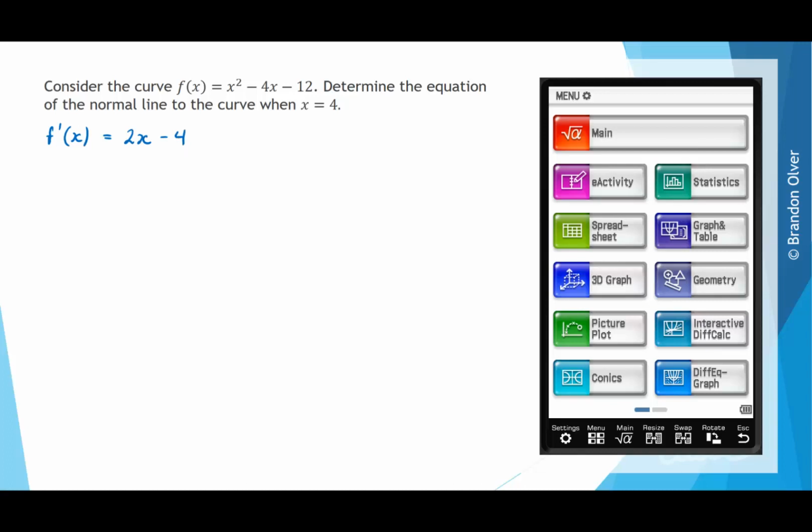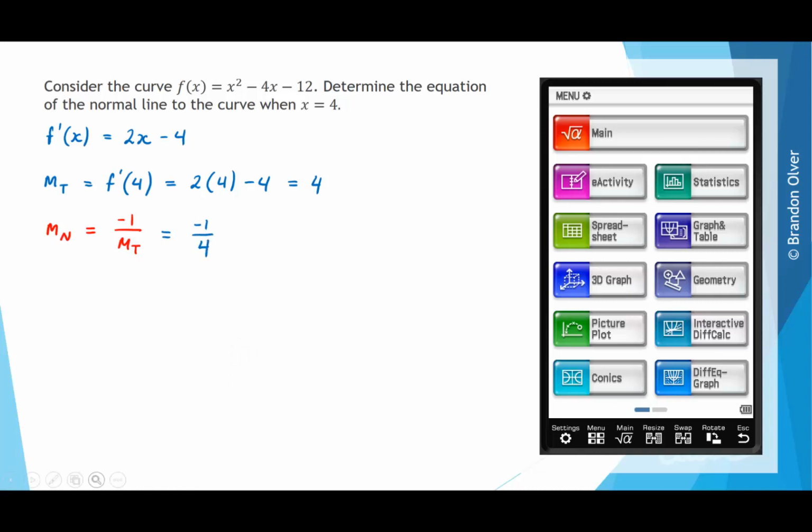And now we can use this rule to work out the gradient of the tangent at the point x equals 4. So the gradient of the tangent is equal to the derivative evaluated at 4. And when we put 4 into that rule, we have 2 times 4 subtract 4, which is equal to 8 subtract 4, which is 4. However, we need the gradient of the normal, so we need to remember that the gradient of the normal is perpendicular to the gradient of the tangent, which means we can calculate it by evaluating -1 divided by the gradient of the tangent. So that's going to equal -1 divided by 4.